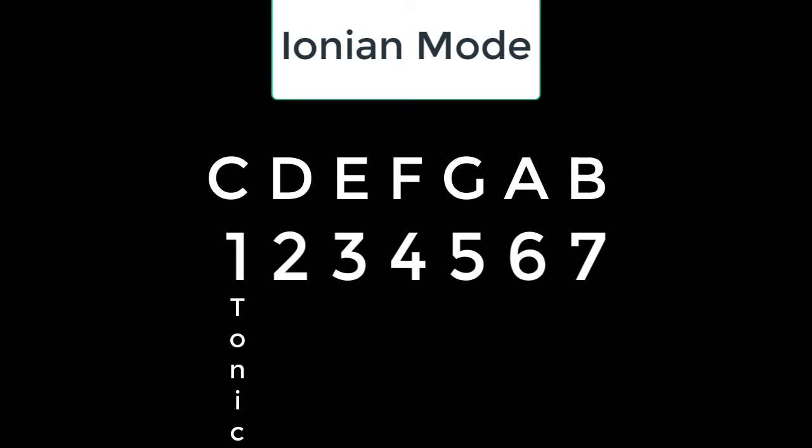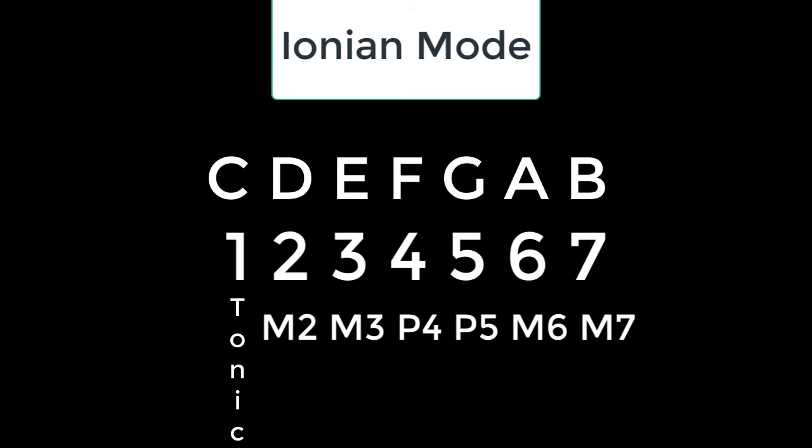If we look at the intervals between each note, we have a D note, which is a major second, an E note, which creates a major third, an F note, creating a perfect fourth, a G note, perfect fifth, A note, major sixth, B note, a major seventh. Those notes and their interval relationship to C will create an Ionian sound.